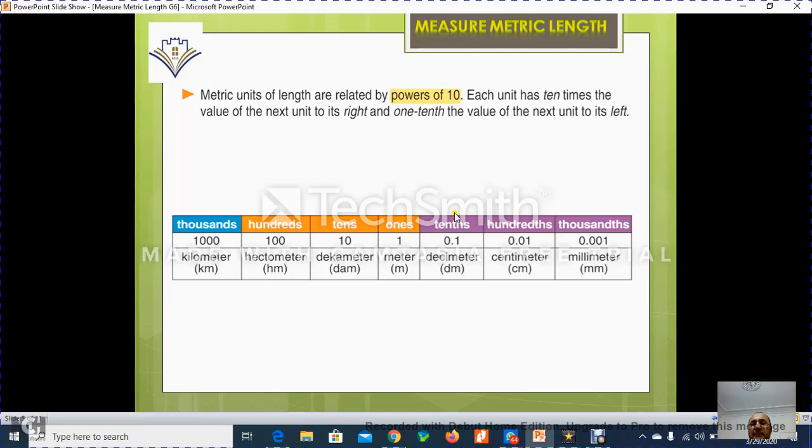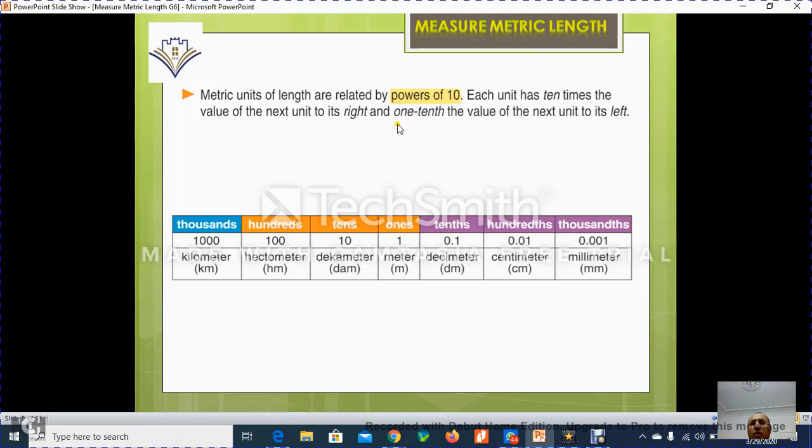and the second is the decimal part started by tenths, hundredths, thousandths. They are referred to decimeter, centimeter, millimeter. Pay attention with me. Metric units of length are related by power of 10.